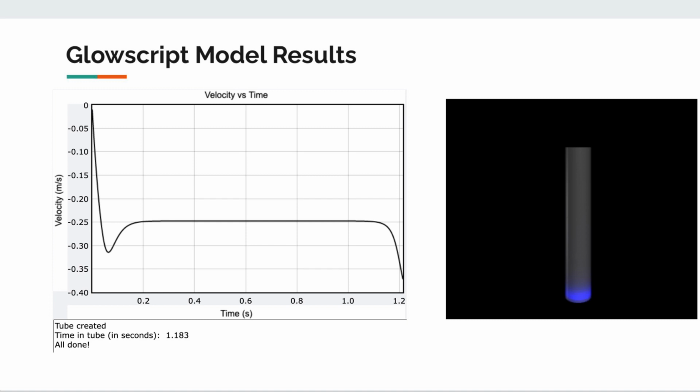The results gathered from our GlowScript model of 1.183 seconds time in the system is slightly lower than our observational data at 1.24 seconds. This is still very close, and the discrepancy in these can be explained by human error, and also by outside forces that we assumed to ignore that actually affected our observational data.